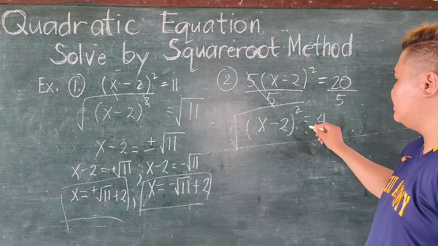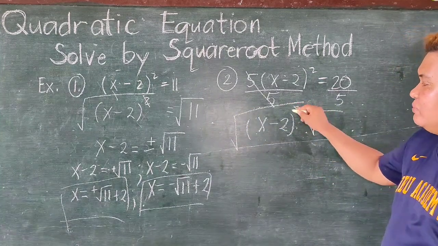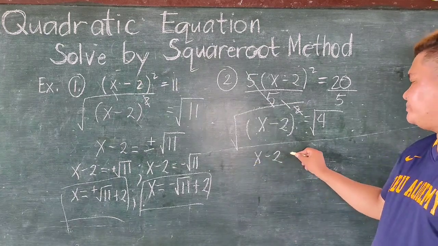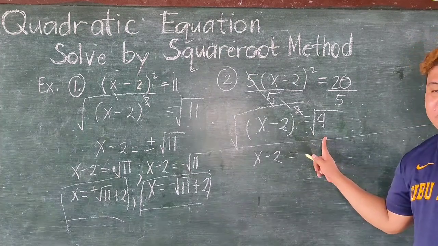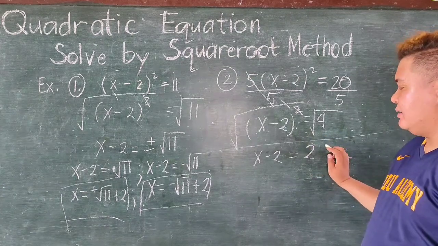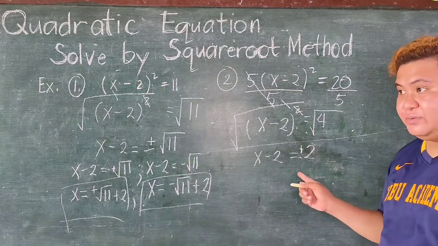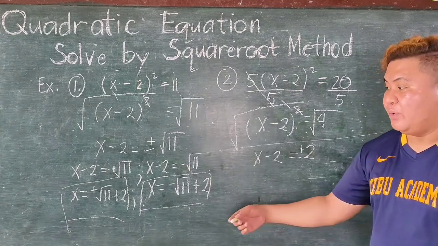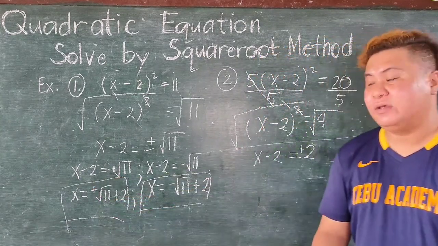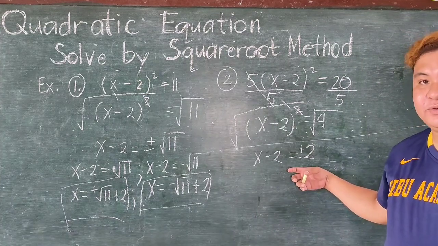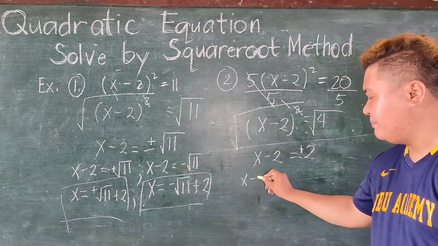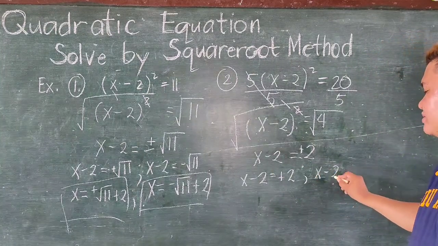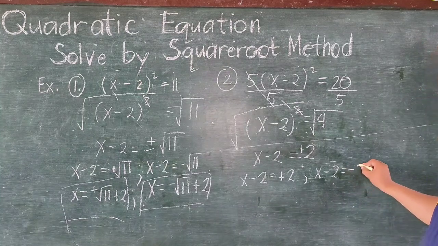So put a square root on both sides. The square root and the square cancel, so we get x - 2 = the square root of 4, which is 2, positive and negative 2. Okay? After this, we have to equate them to positive and negative 2. So, let's copy. We have x - 2 = positive 2, and x - 2 = negative 2.